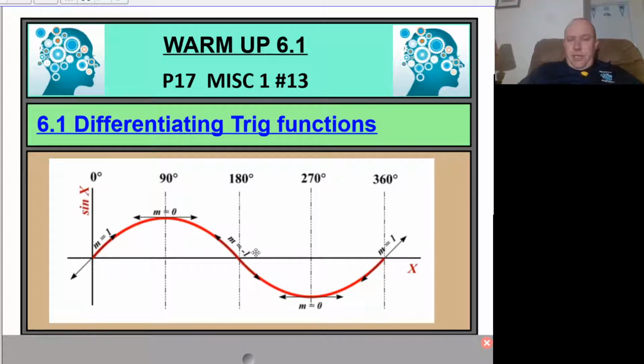And this little picture here is actually going to be really useful for something we're going to look at in a second. So we got the graph of sine x here, and labelled on here you can see tangents given at certain points, and you can see positive slopes here, zero slopes, negative slopes, and so on. And we'll take a look at that in a second.